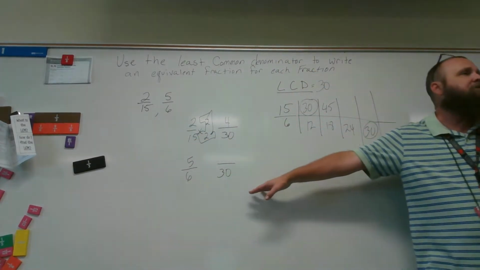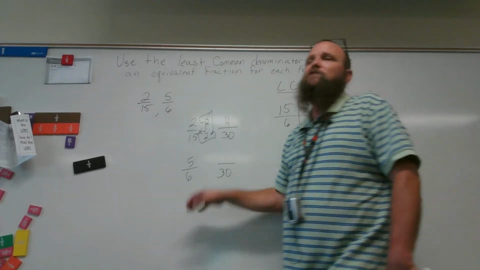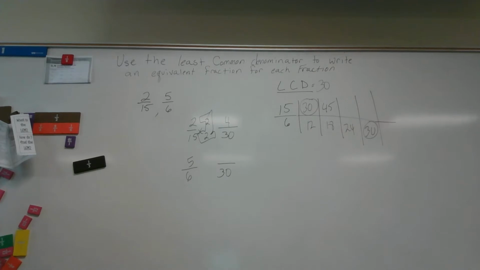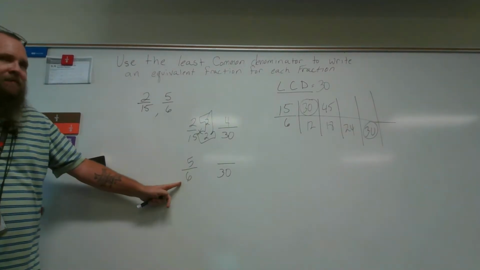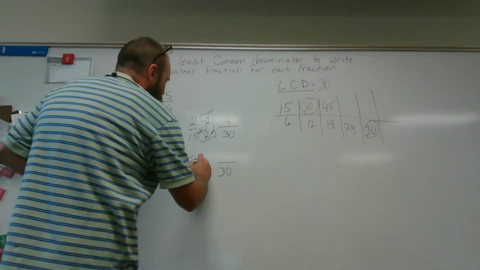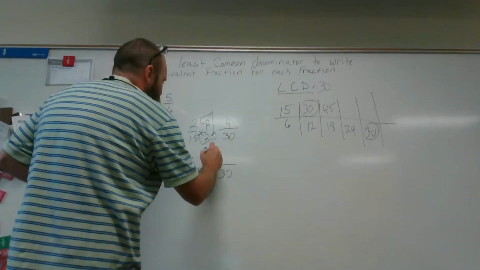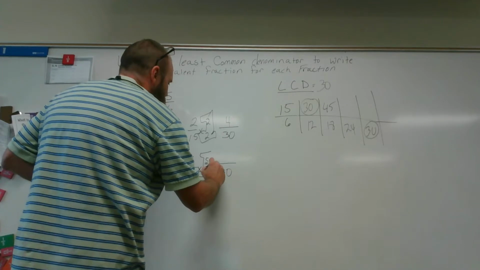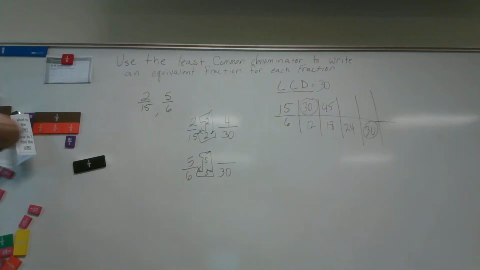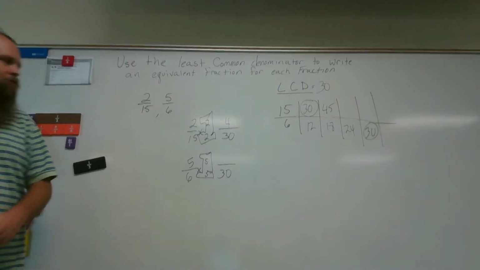Now we have 5/6, and we need to change 5/6 into something over 30. Ricky, what do I multiply by 6 to get 30? 5. If I multiply my denominator by 5, I must also multiply my numerator by 5. So Ricky, what goes in as the numerator? 25.